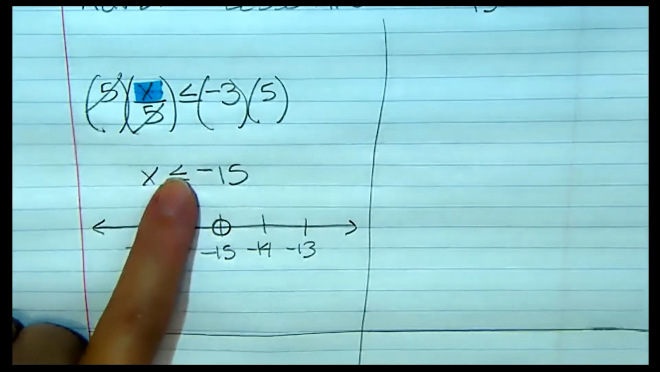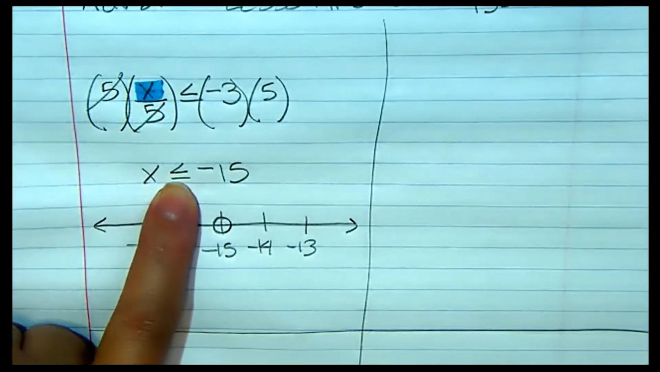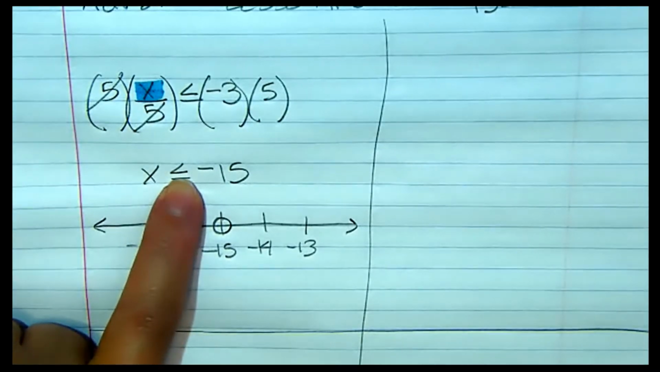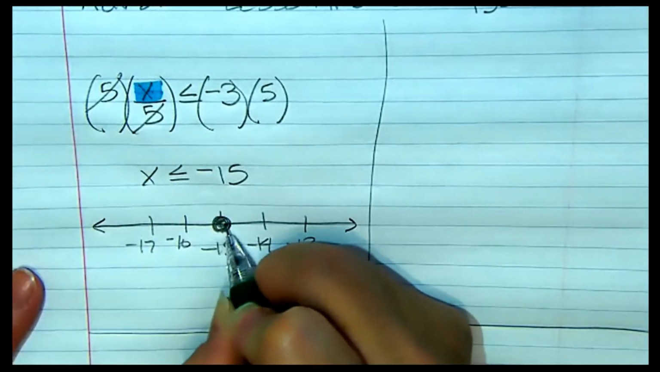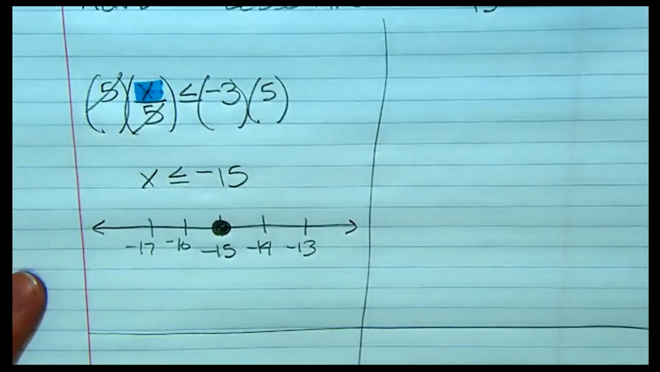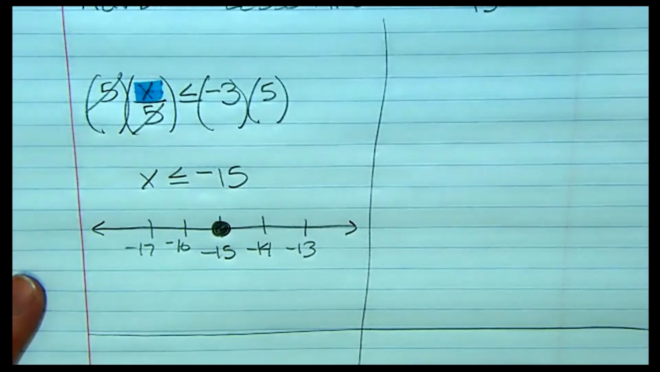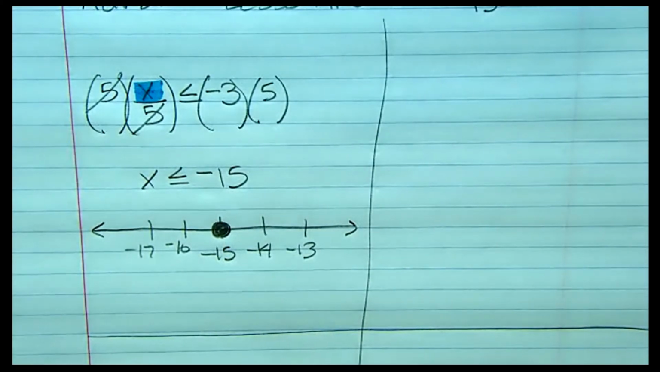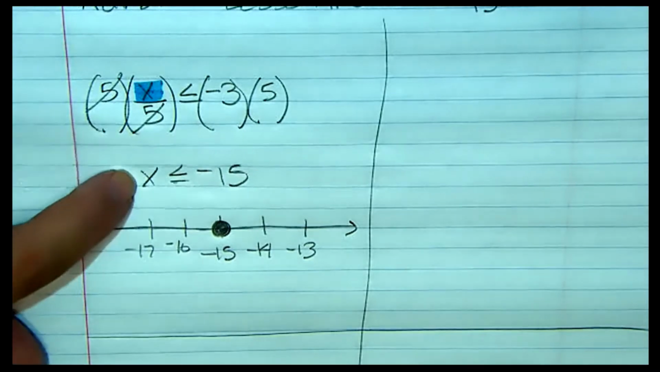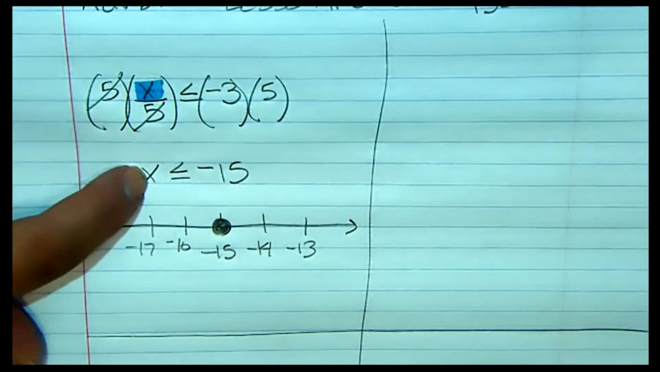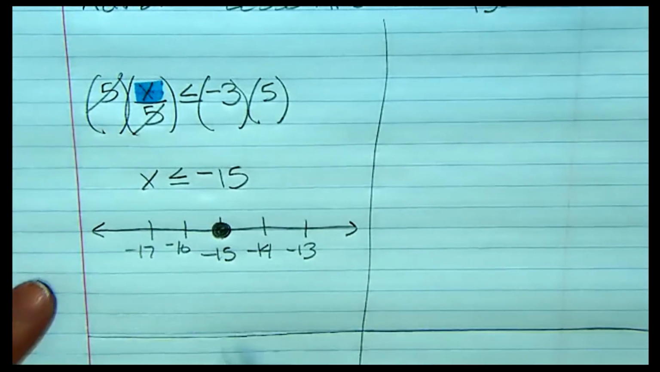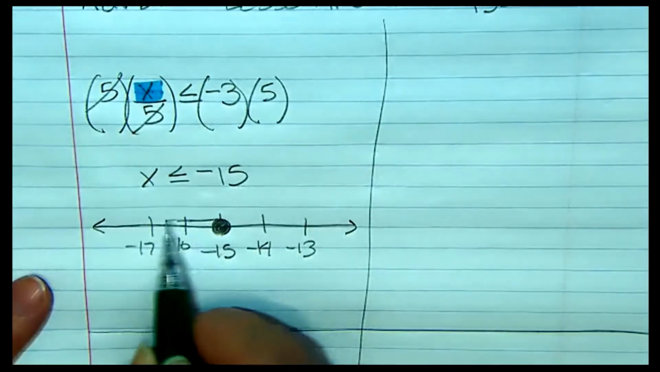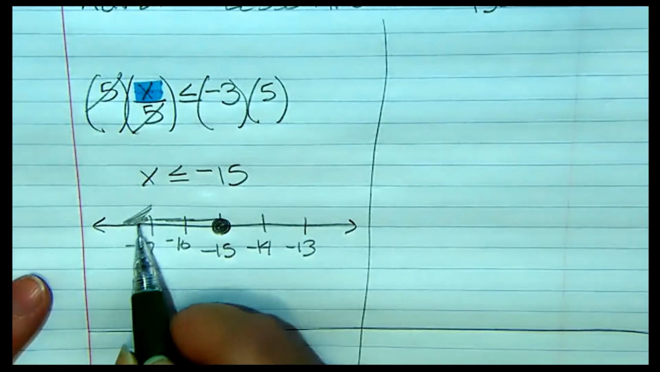Now my sign is telling me less than or equal to. It means -15 is part of the solution set. So it's going to be a solid circle. And then when I'm graphing, I start with my variable. X is less than or equal to -15. Less than means to the left.